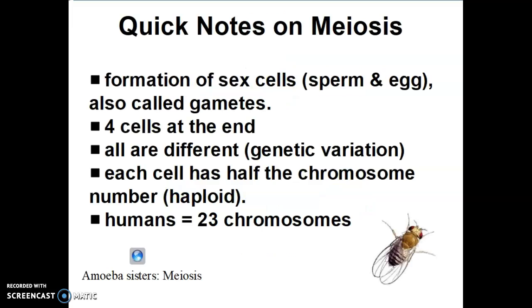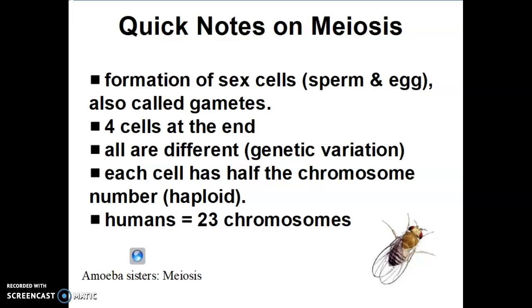Just as a quick overview of meiosis, this is the process that makes sex cells. So for humans, that would be sperm and egg. For plants, that would be pollen and ovules. Remember, the fancy term for a sex cell is a gamete. You get 4 cells at the end, and they are all genetically different. So this is how, if you have the same parents and have 4 different children, they all could look similar or they could all look completely different from one another.